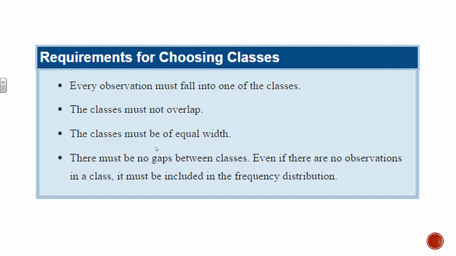All right, some requirements that you need to know when you're choosing your classes. Every observation must fall into a class, so you can't leave an observation out. Your classes cannot overlap, and they have to be the same width. So if you count by ones, everything has to be ones. There's no gap between classes. Even if there's no observation in that class, you still have to include it, and you just would say 0.